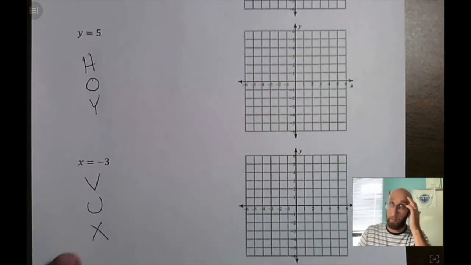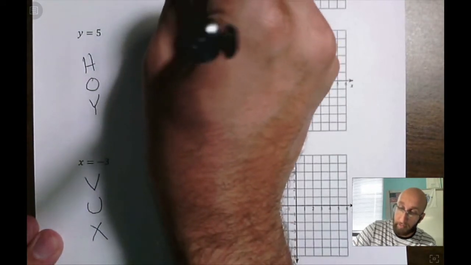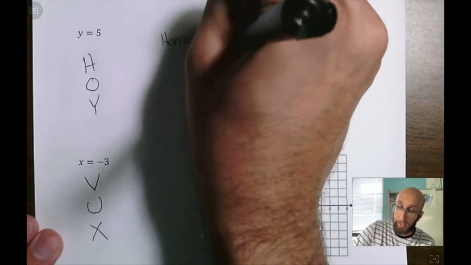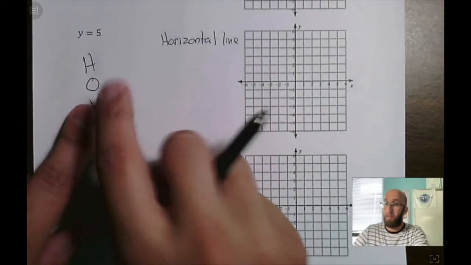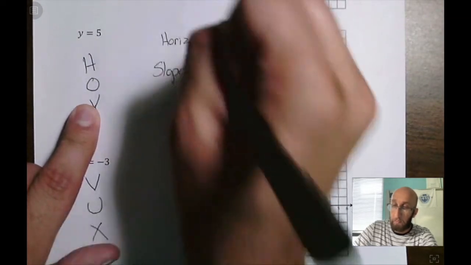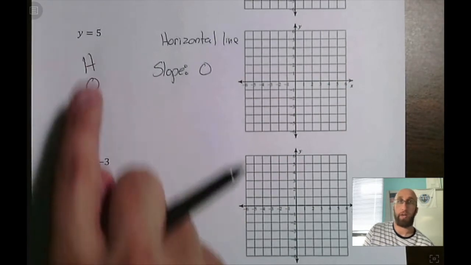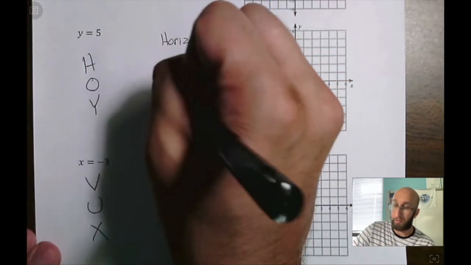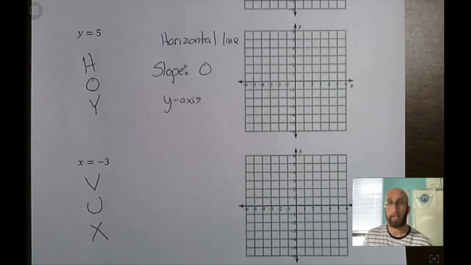So remember with Hoy, the first thing it's going to tell you is this is an equation of a horizontal line. The H tells me that. I'm going to have a horizontal line. The O is actually going to tell me about that slope. The slope is 0. The Y is going to help you identify what it is. Y equals. And remember, other people use y-axis. We're going to go through the y-axis.